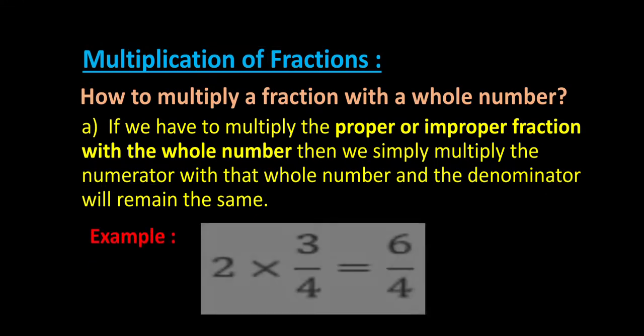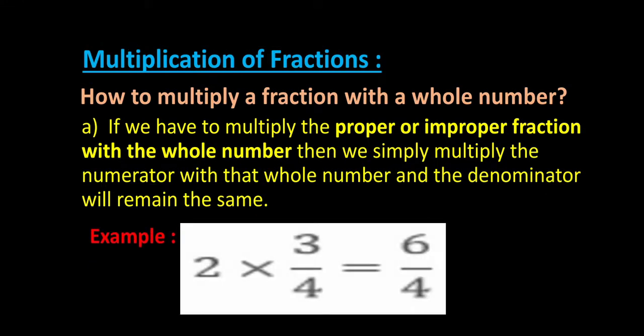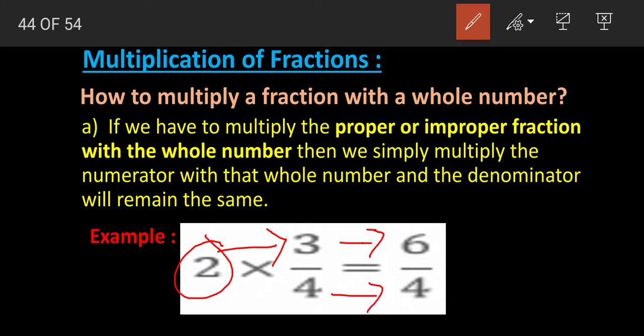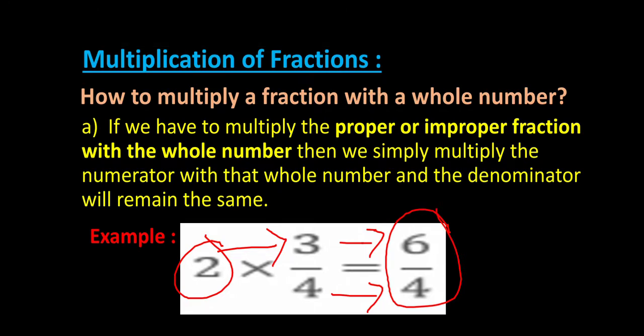Here we have to multiply 2, that is the whole number, with the fraction 3/4. Okay. So in that case, what to do? Just multiply the whole number with the numerator. So 2 × 3 becomes 6, keeping the denominator as it is. So the new fraction becomes 6/4. The product is 6/4.